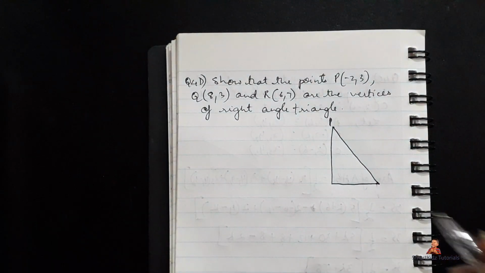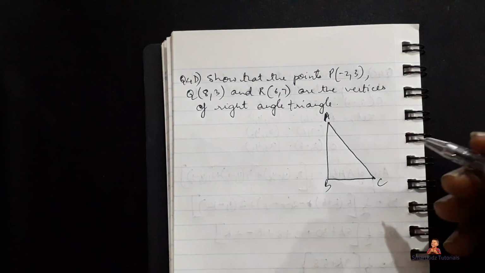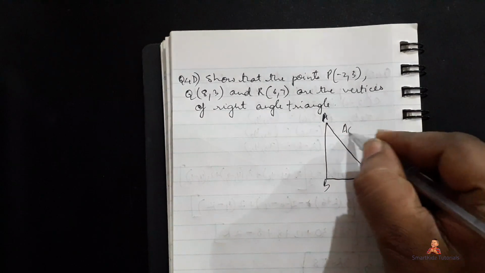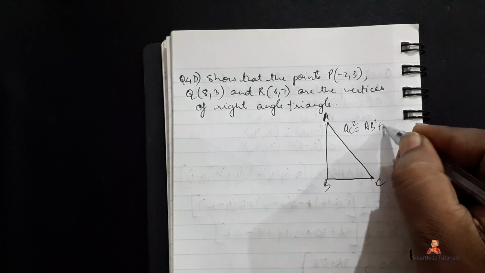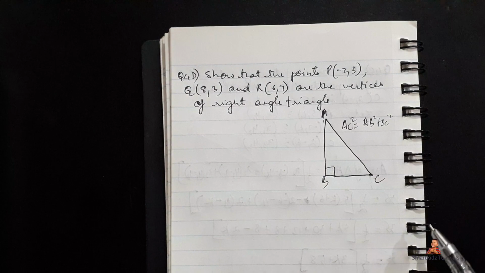So let's say I'll take it as ABC in this case. According to the Pythagoras theorem, the square of the longest side, AC, is equal to the sum of the squares of the other two sides, so AB square plus BC square. We use this Pythagoras theorem when we know that this is a right angle triangle.